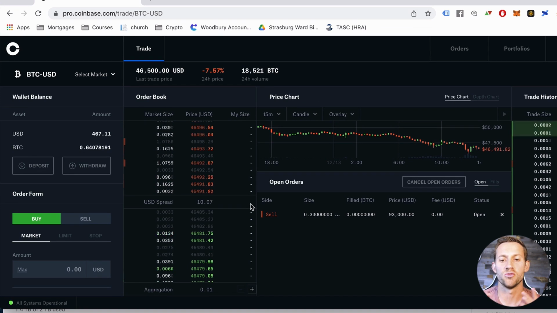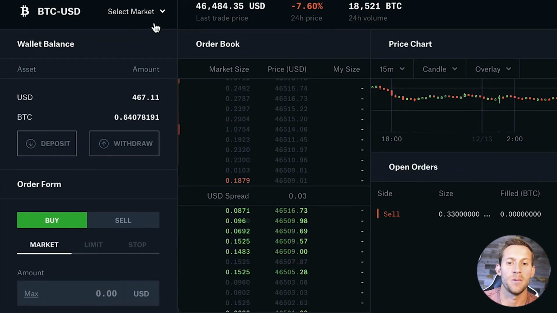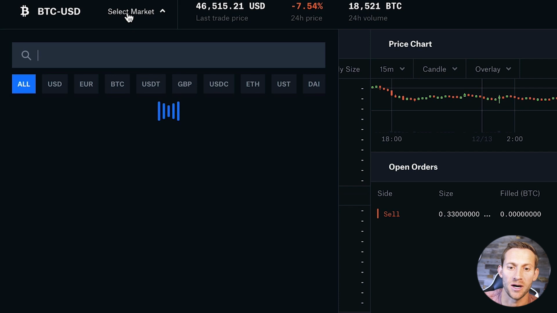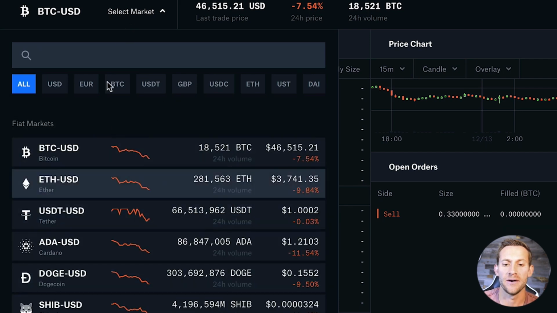Now, the thing that's really confusing to people when they first start is if we're not used to crypto and we're not used to trading, it's hard for a lot of people to understand how to buy certain coins. And that's because the way Coinbase Pro works is it works in pairs. Okay, what I mean by that is when I see select market right here, these are all the different pairs that you can use to buy different cryptos. And so you're not always purchasing with US dollar or British pound, right? You can purchase with other things.